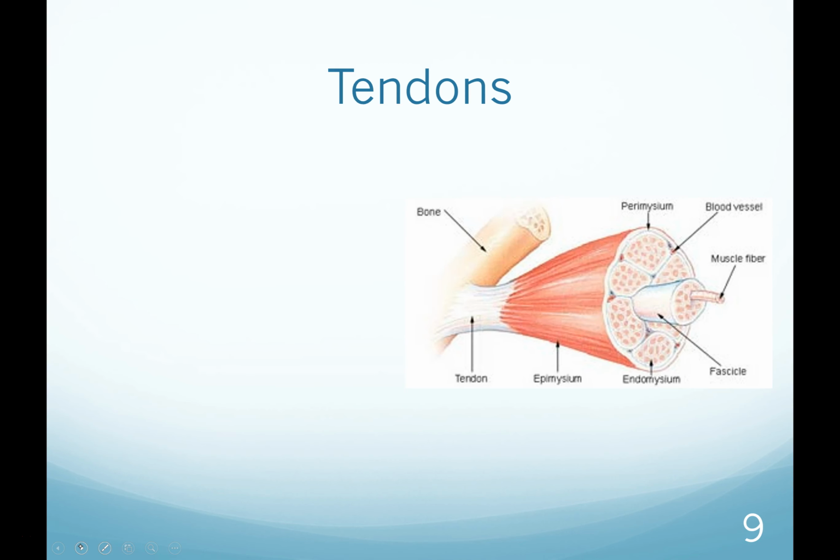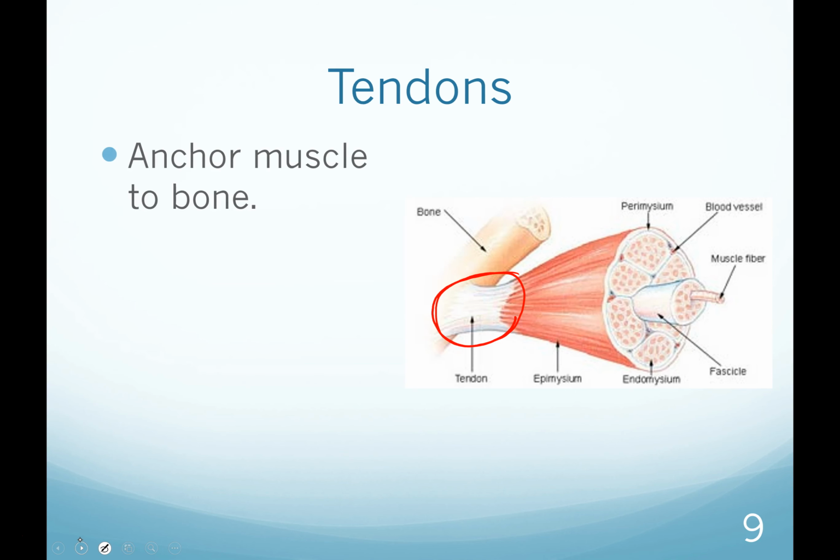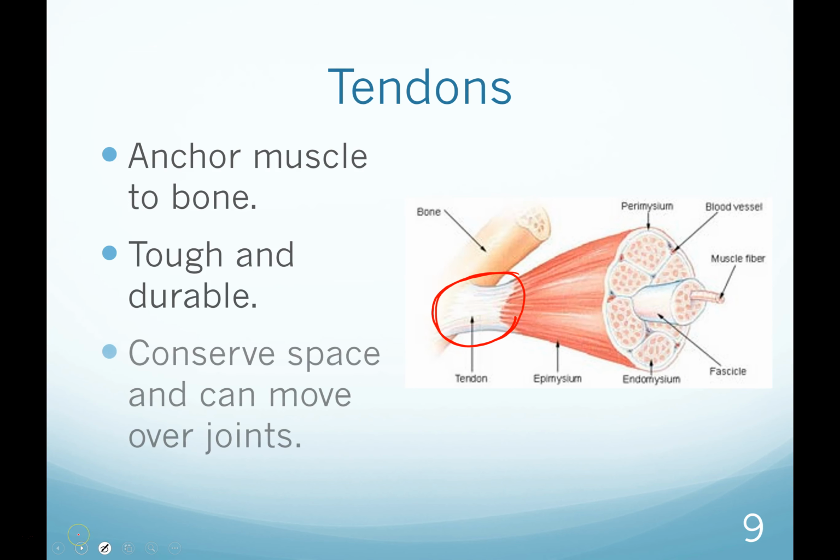Now, the tendon itself is very, very special. If it didn't do that, you wouldn't be able to move because your muscles are humongous and they'd get in the way of all of your bones. So the tendons have a very important job, and they're going to anchor the muscle to the bone, which we said already. And they're tough and durable, and hopefully they last your whole entire lifetime, which is amazing, we hope. And the key there is because they're so thin, they allow for the space to be conserved so that you can move at the joints.